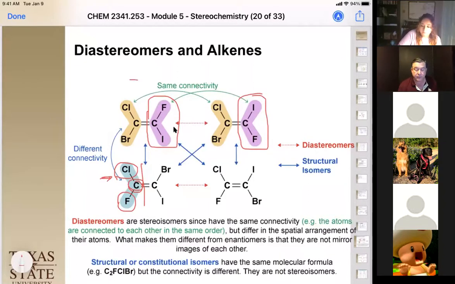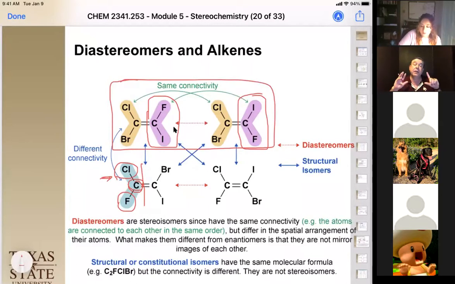So see how this right here is a diastereomer because it's a pair of things that have the same connection except they're different in space. Okay. And how these are structural isomers because we've changed what things are connected. Here we went from a bromine to a fluorine on this side, and we went from a fluorine to a bromine on this side. Therefore, we've changed that connection.